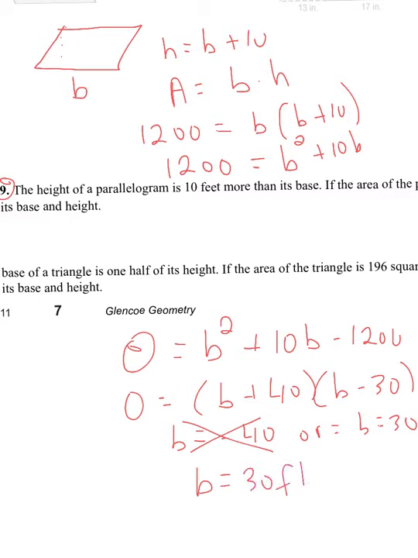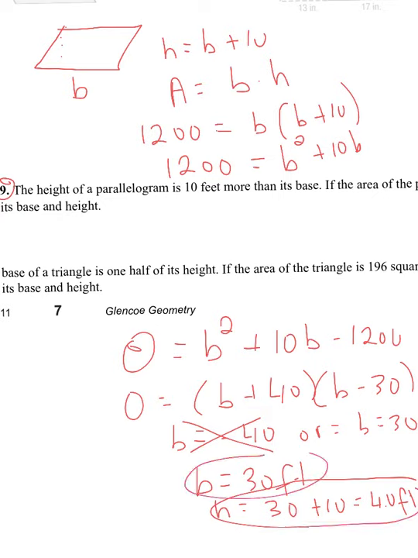And the height, in the problem, they told you that the height is 10 feet more. So the height would be 30 plus 10, which is 40 feet. Okay? So the answer to the question is the base is 30 feet and the height is 40 feet. So please watch the 3 problems again. I know it took us a while to solve 3 problems, but hopefully now you understand this.